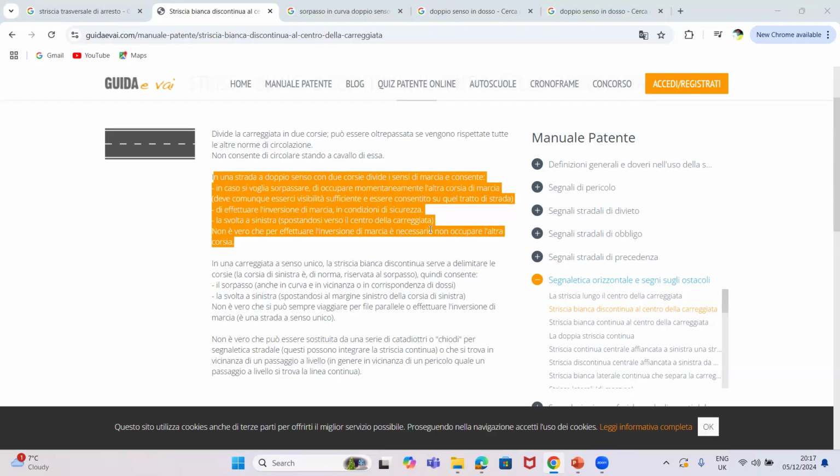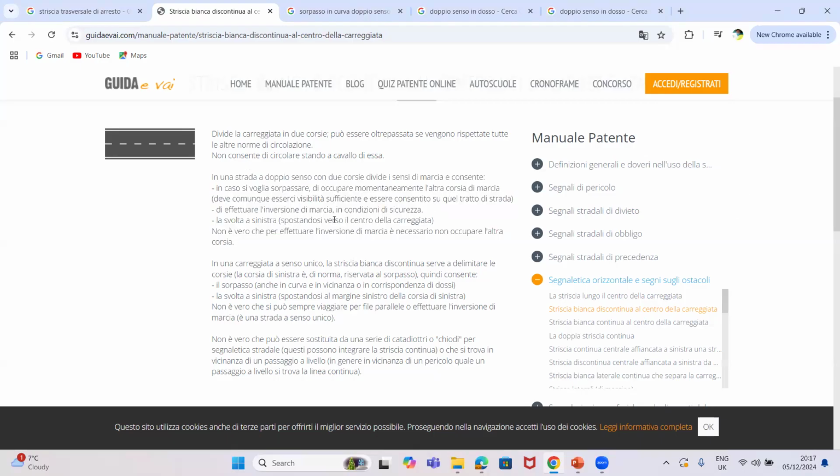Because it will be in the quiz, and this is the main question that they ask. They will ask you, in una strada a doppio senso con due corsie. They will put this picture there. See it now. And you might say, okay, this picture means senso unico. But see what they're asking you. In una strada a doppio senso con due corsie, divide i sensi di marcia e consente la svolta a sinistra spostandosi verso il centro della carreggiata.